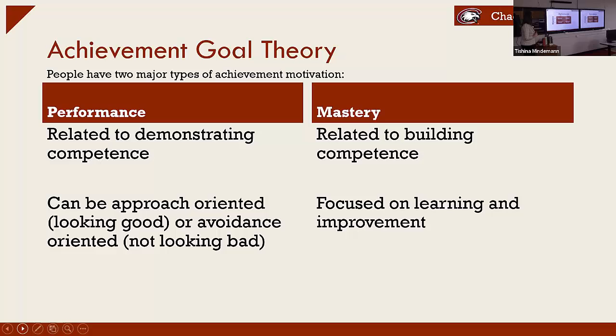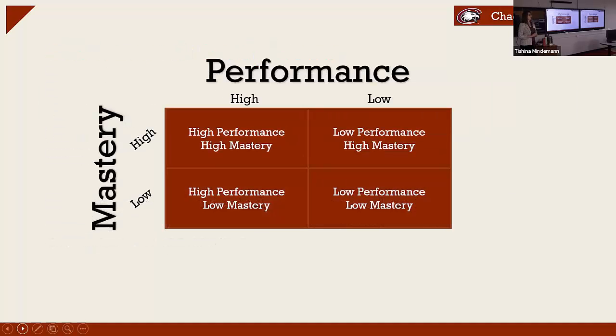Thank you. So I want to make the point too that these are not mutually exclusive. So I can have high performance and high mastery goals. I can be high in one and low in the other, or I can be low on both, right? So if I have both high performance and high mastery, then I care about looking good. Maybe I really want to get an A, but I also care about learning the content.